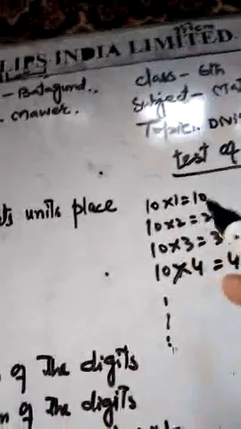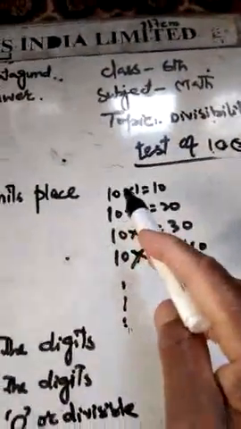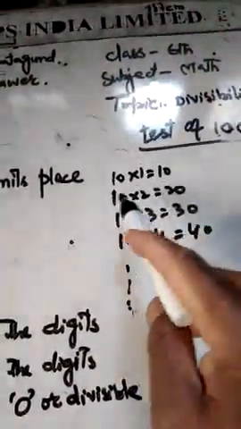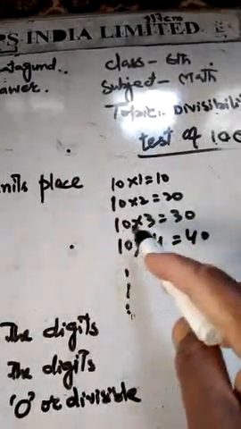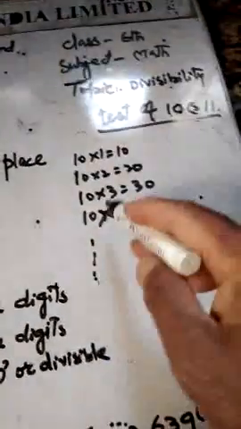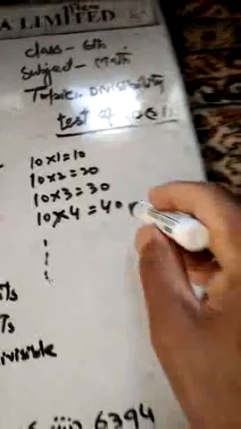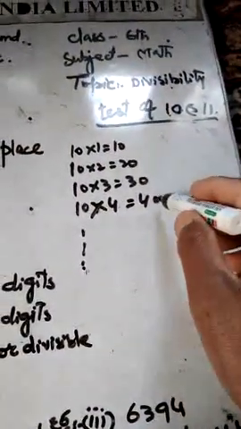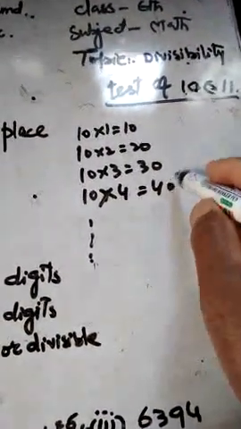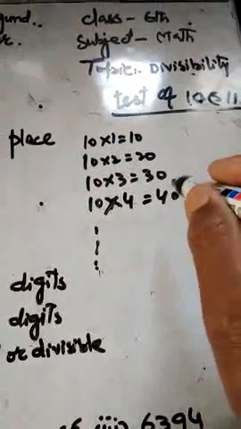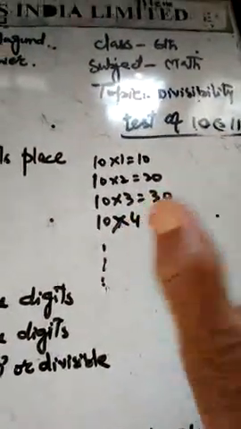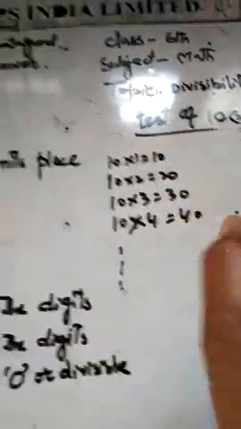In case of 10, when we write the multiples of 10, we see that 10 ones are 10, 10 twos are 20, 10 threes are 30, 10 fours are 40, and so on. We see that in all the multiples of 10, the digit at its unit place is always 0. So if we have to say whether a number is divisible by 10 or not, we have to see its number at the units place.